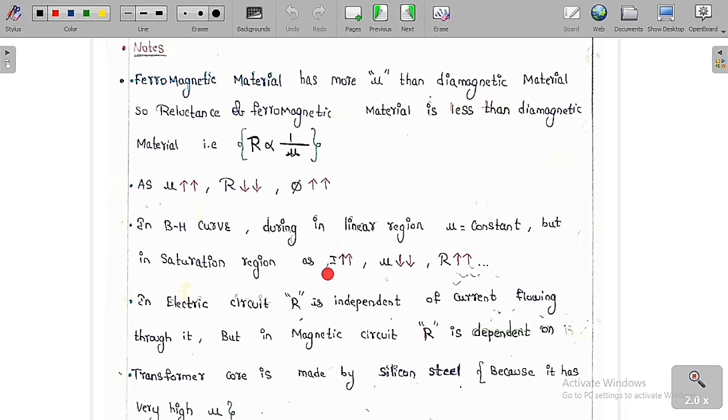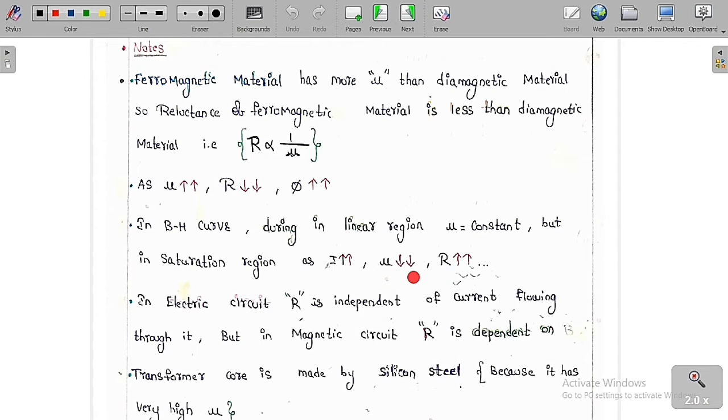But in the saturation region, as I increases, only a small increase of B is going to happen. For a huge increase of I, a small increase of B happens. So we can say slope is equal to B by H. H is directly proportional to I and B is directly proportional to flux. So simply we can say that mu is equal to B by H or phi by I. A very large increase in I will give you a small increase in flux. So the increase in phi is very less, but I increases very high. The ratio is very less. Therefore mu is very less.